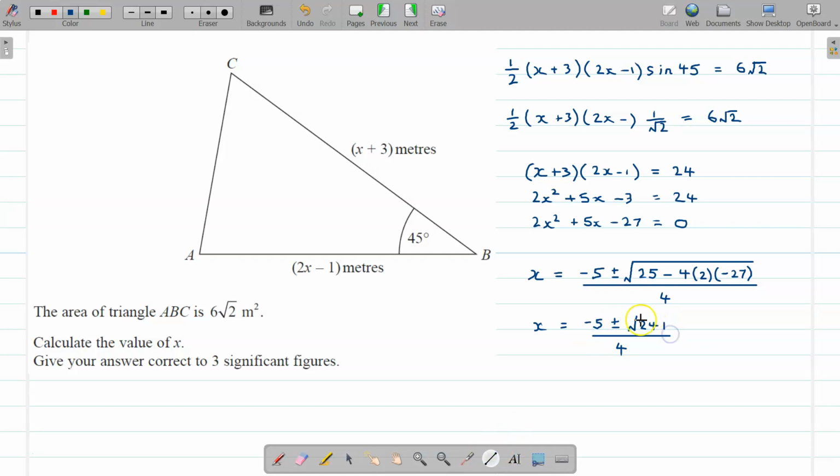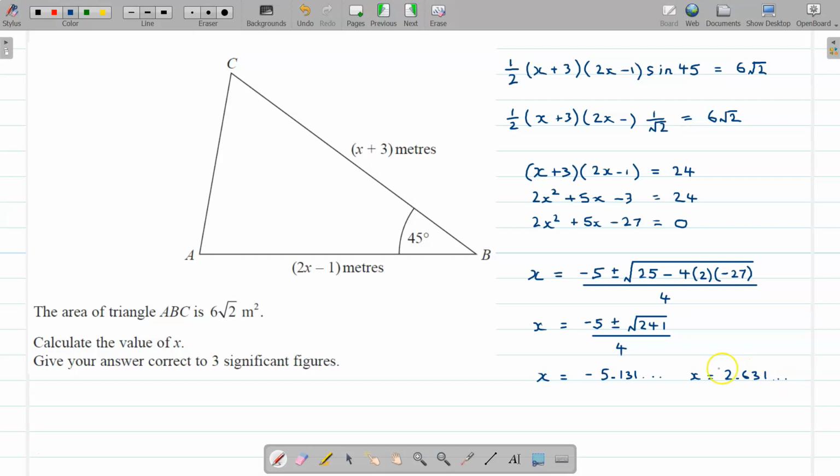So that would give us 2 solutions, or 2 values for x. However, one of those won't work, and you'll notice in the question it says calculate the value of x. So let's see what those 2 values are. From the calculator, we get x equals either -5.131 or we get x equals 2.631, etc.